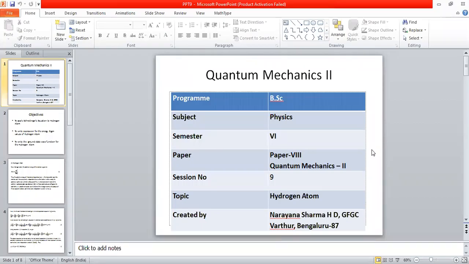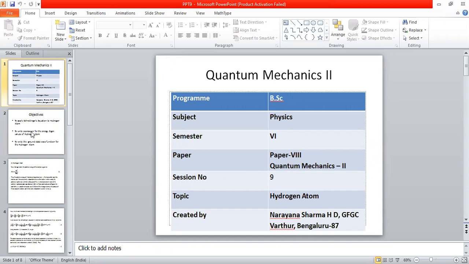Here I am continuing my discussion on quantum mechanics part 2. So this is Naren Sharma from Government First Grade College, Vattur. I am continuing my discussion on quantum mechanics part 2. And today's topic that I am discussing is the hydrogen atom. This is for the BSc Physics course, 6th semester, paper 8.